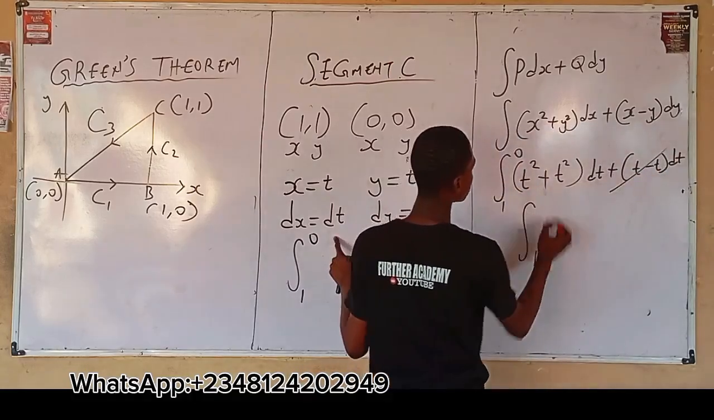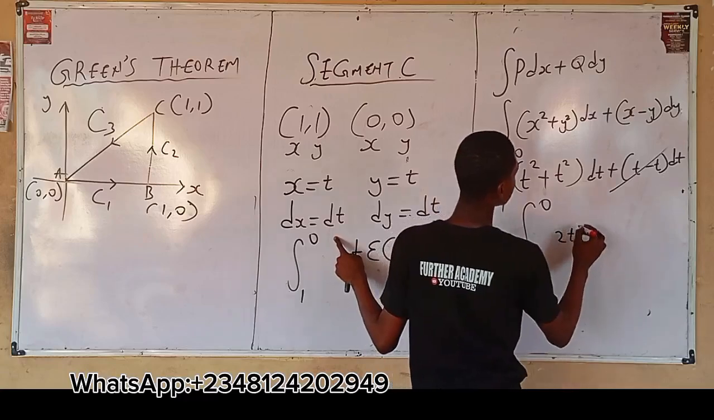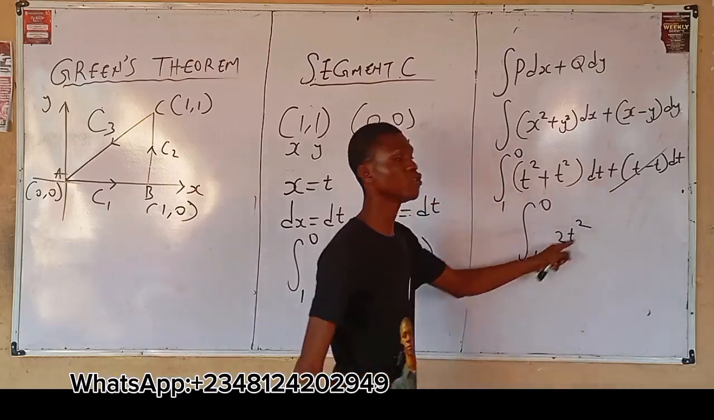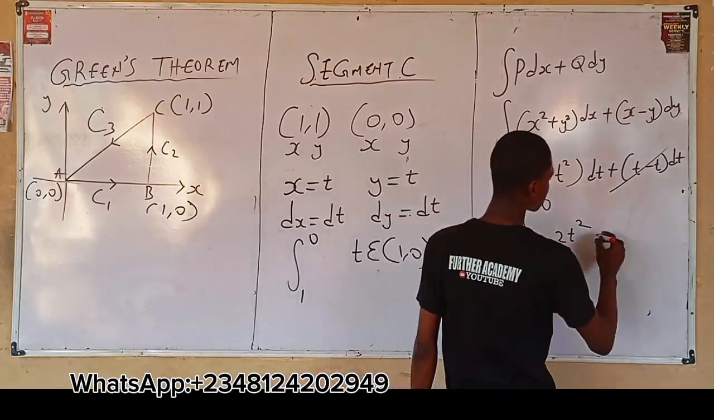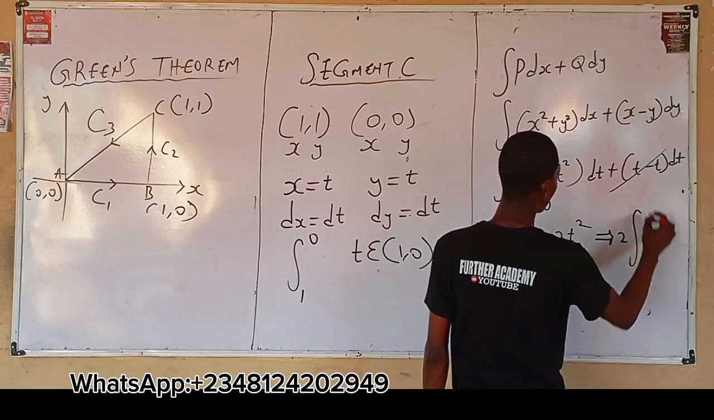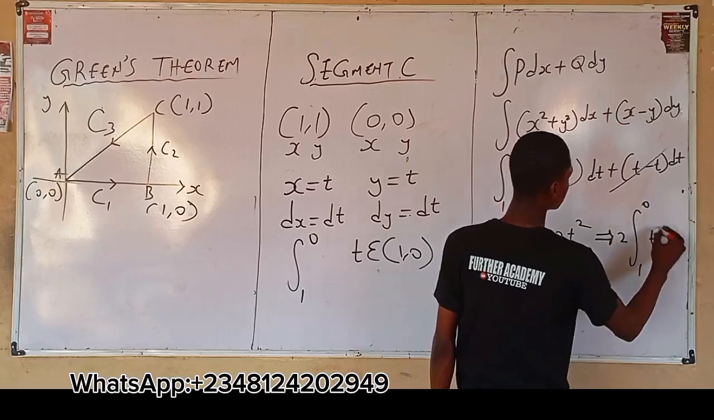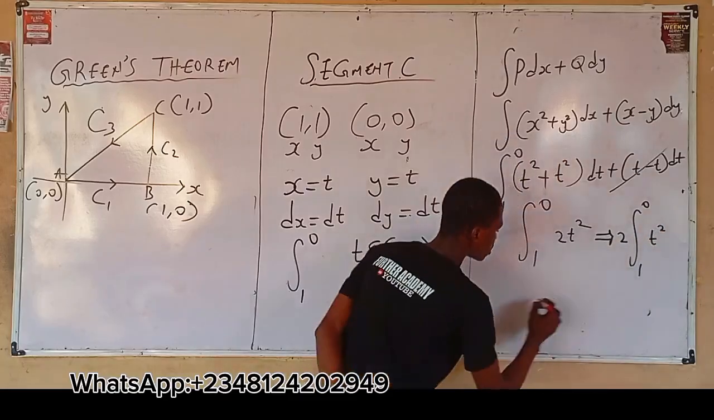You are left with the integral from 1 to 0 of 2t squared. This plus this will give you 2t squared. Now integrate this. Before integrating, factor out your constant. This implies that you have 2 times the integral from 0 to 1 of t squared.